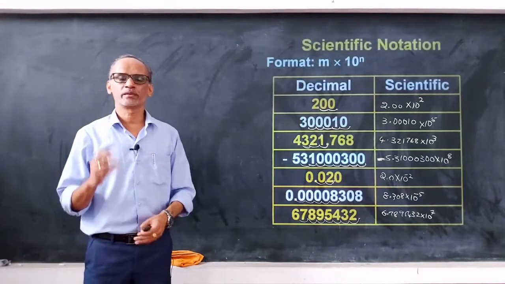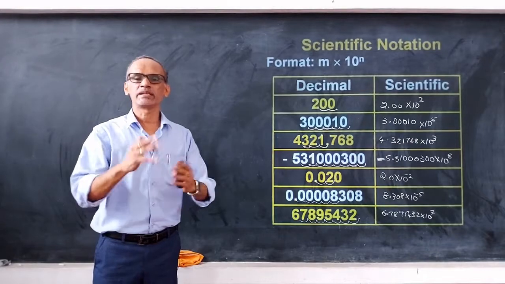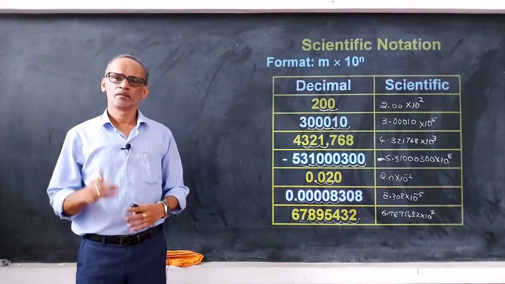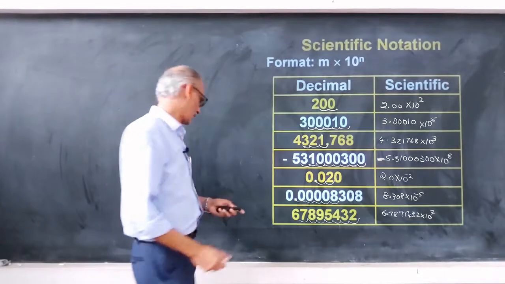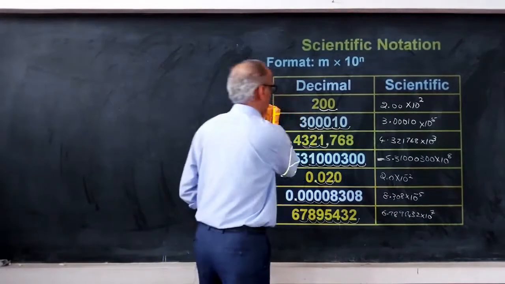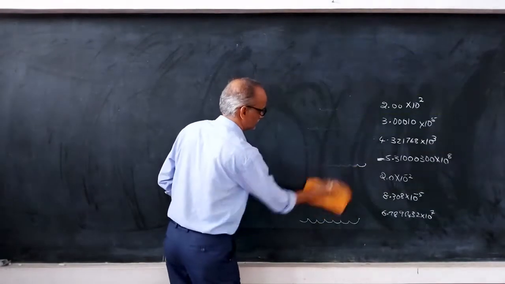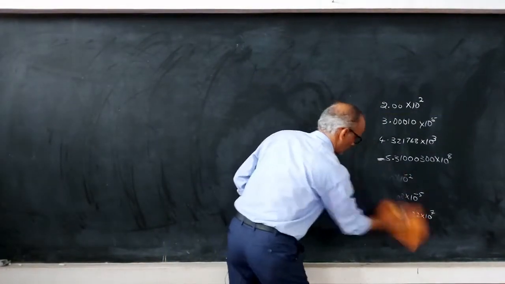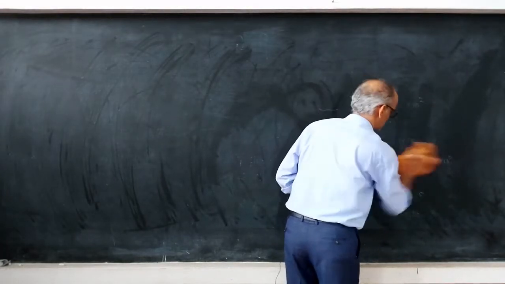So this is how we can write a given measurement in terms of the scientific notation. Okay. Now what is the need to write in terms of the scientific notation? You'll understand that in the next topic. Related to the measurement. Okay.